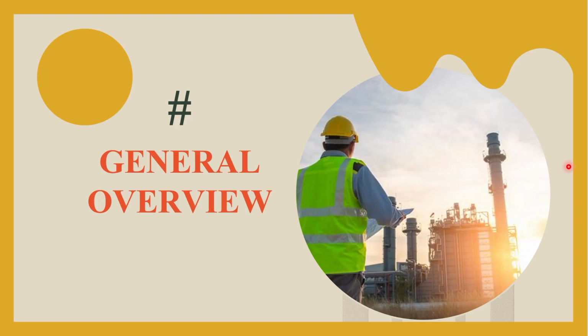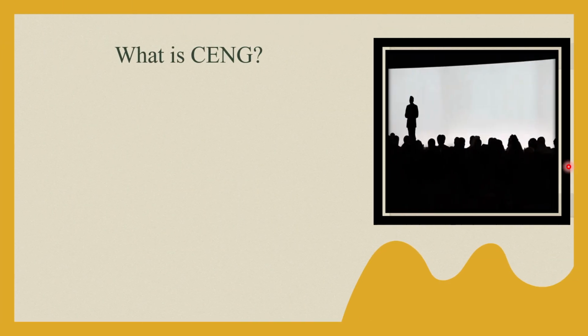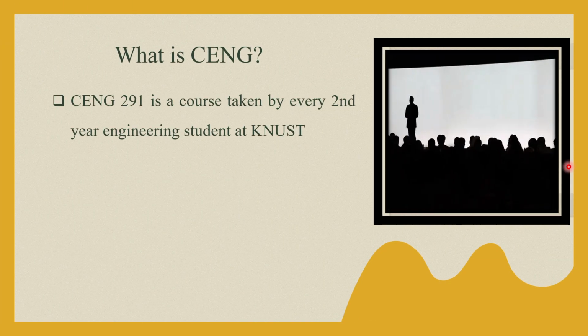What is CENG even about? CENG 291 is the course code, but the name of the course is Engineering in Society. This course is taken by every second year engineering student at K University. The fact that you're an engineering student at K University means it is mandatory for you to take this course in your second year first semester. Although it is a second year first semester course, it usually begins during the long vacation, after your first year second semester.